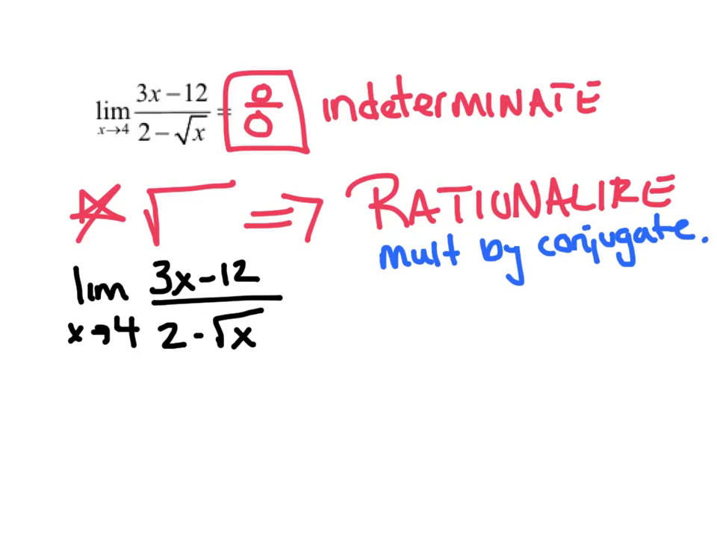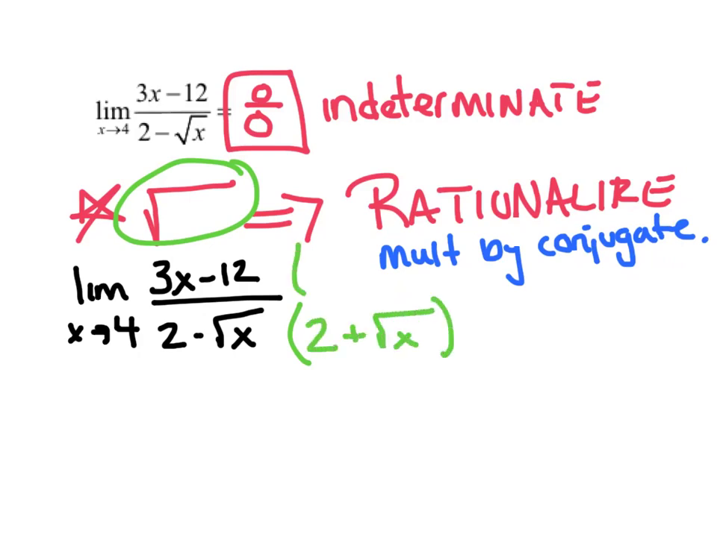So I simply say to myself, I know I'm indeterminate. I got 0 over 0. Where is the radical sitting? In this case, I see the radical on the bottom. So I'm going to rationalize by multiplying by the conjugate. Simple. So the conjugate of 2 minus radical x is 2 plus radical x.